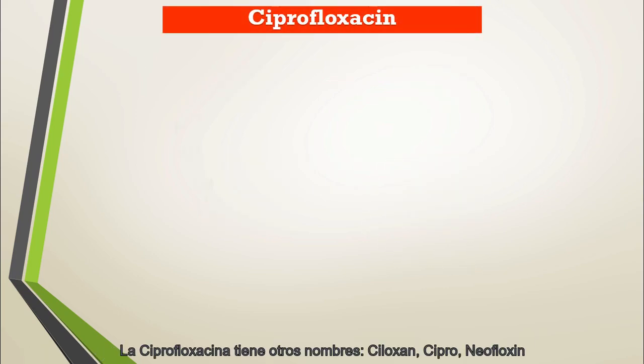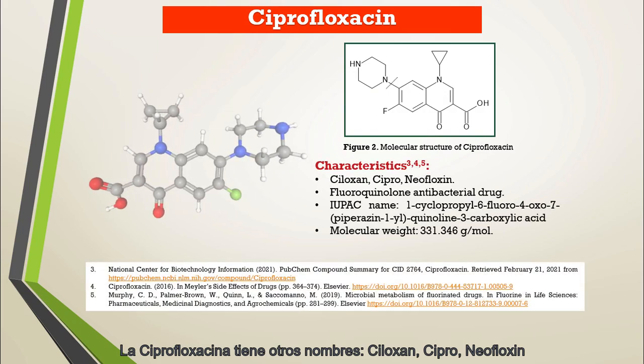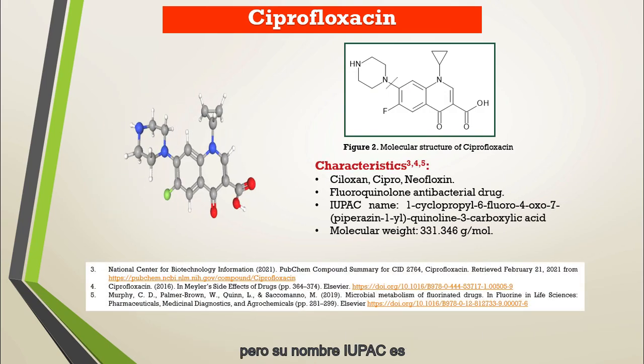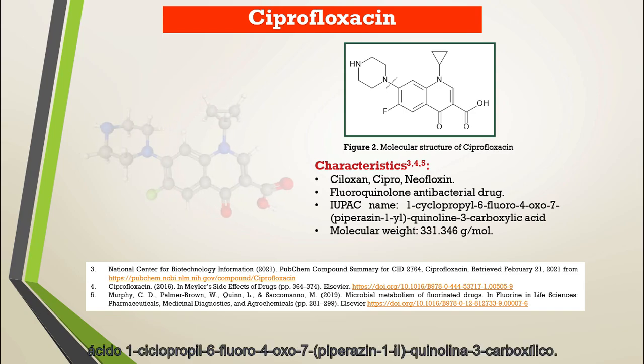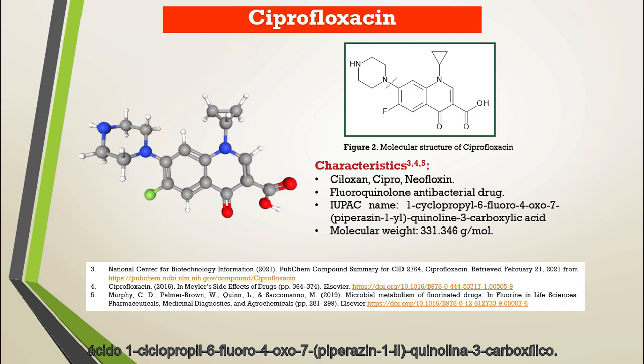Ciprofloxacin has other names: ciloxan, cipro, ciprofloxacin, but its IUPAC name is 1-cyclopropyl-6-fluoro-4-oxo-7-piperazin-1-yl-quinoline-3-carboxylic acid. It is used to treat or prevent certain infections caused by bacteria like pneumonia, gonorrhea, typhoid fever, and infectious diarrhea.